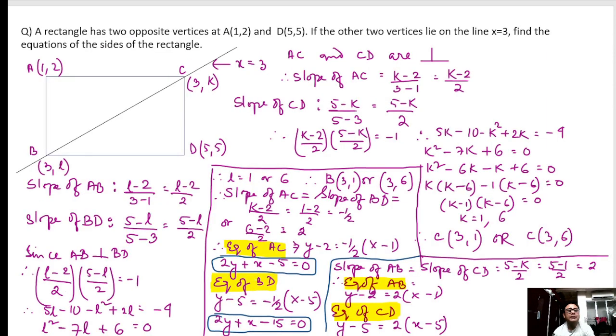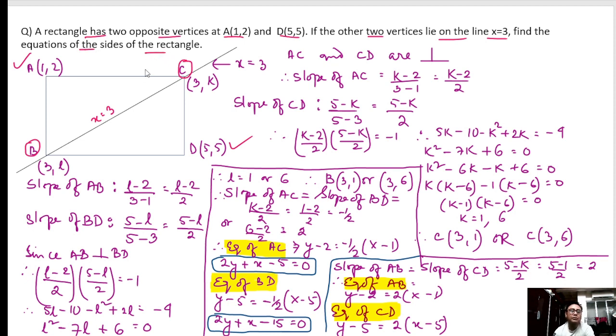So watch here, the next sum says that a rectangle has two opposite vertices, this and this. These are the two opposite vertices. If the other two vertices lie on the line, so this is that line x equal to 3, the other two vertices lie on this line. Find the equations of the sides of the rectangle.